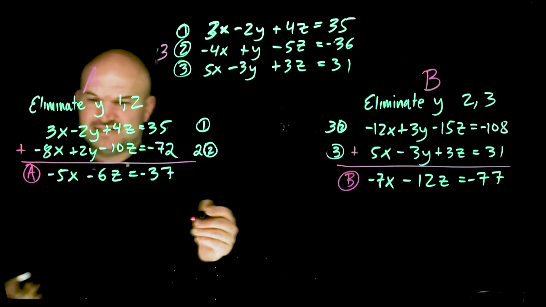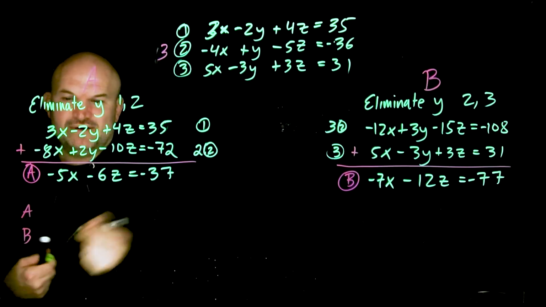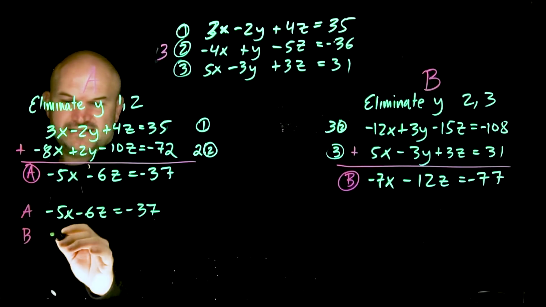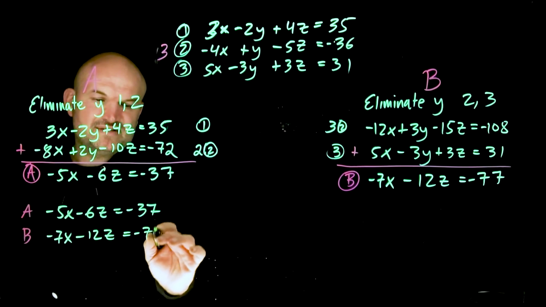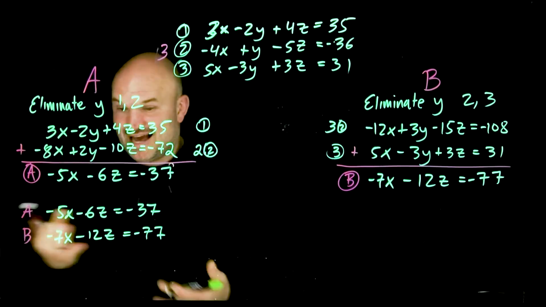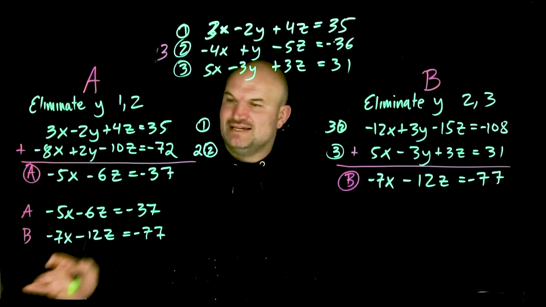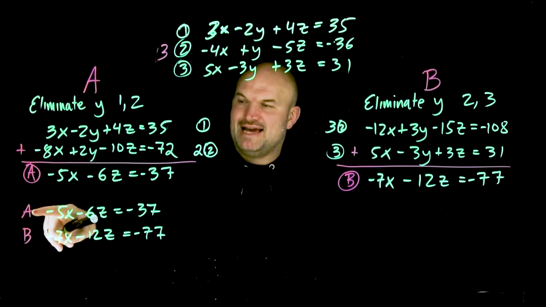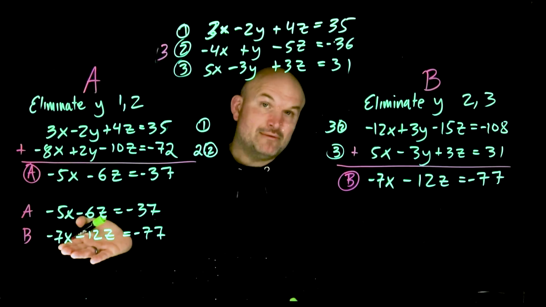So now I'm simply going to take my a and my b, and I'm going to rewrite them over here. So if I rewrite this, it's negative 5x minus 6z equals negative 37, and negative 7x minus 12z equals negative 77. OK, so now I need to pick another variable to isolate and solve for. Typically, since all I have to do to get these to be exactly the same is multiply my a times a negative 2, and then this would be a positive 12. So that would work, right?